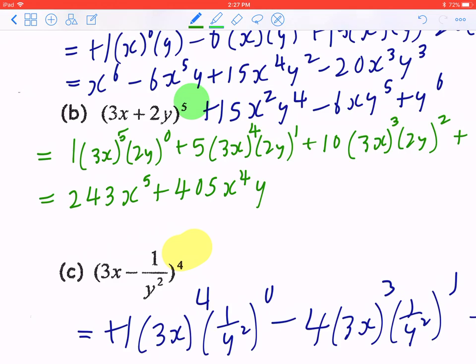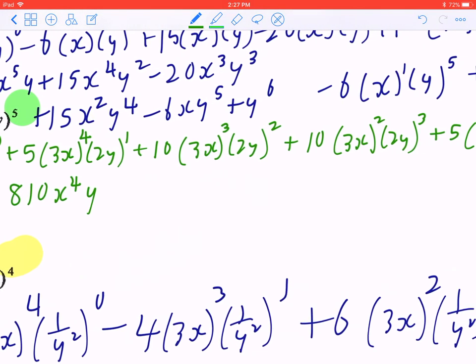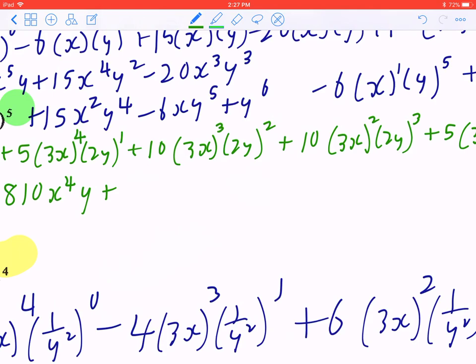Now, there's a 2 here that I forgot, so it's 405 times 2. It should be 810. Let's try this again. So 3 to the 4 times 5 times 2, so 810. Let's keep going. Plus, again, you take 3 to the power of 3, that's going to be 27. Multiply this by 10. 2 times 2 is 4. 4 times 270, that's going to be 1080 x cubed y squared.